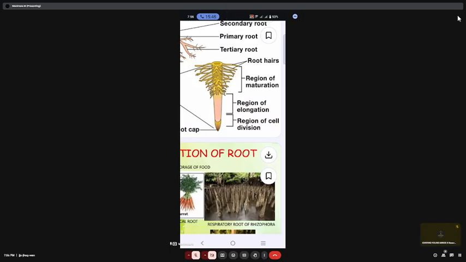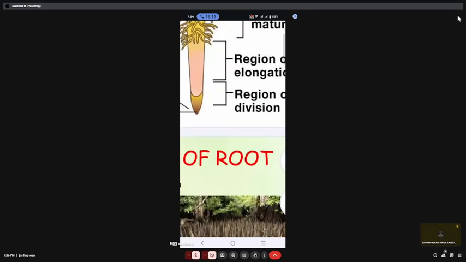The root cap is able to regenerate. Once it disintegrates, it can regenerate. It is helpful for protection, and also helpful for the penetration of roots inside the soil. The root cap is also known as calyptra. So this is about the root cap.